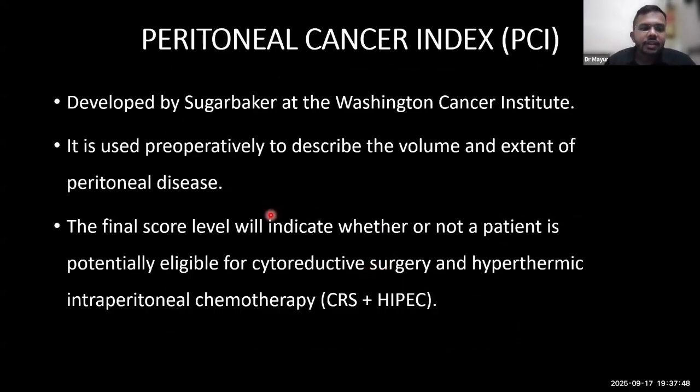Peritoneal Cancer Index, developed by Sugarbaker at the Washington Cancer Institute. It is used preoperatively to determine the volume and extent of peritoneal disease. The final score decides if the patient is a candidate for cytoreductive surgery or not.